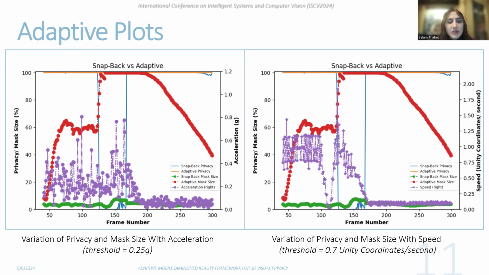While the snapback privacy levels drop significantly to reach 0 at high speeds and high accelerations after frame 120, the adaptive algorithm reacts to the drastic increase in the camera movement and increases the obfuscation area sharply to maintain a perfect privacy level at 100%. Once the motion becomes slow again, the acceleration and speed drop below their thresholds and the adaptive mask size drops slowly.